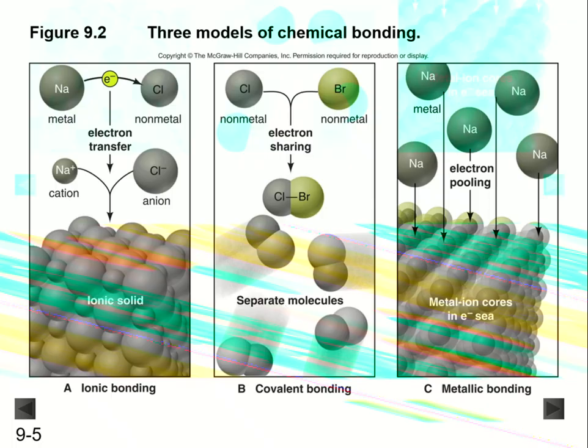And in the third slide, or the third panel, we have metallic bonding, and here we see these sodium atoms in a piece of sodium metal. The sodium metal is held together by chemical bonding, and that chemical bonding occurs when those outer electrons on all the sodium atoms are delocalized across all of the nuclei.